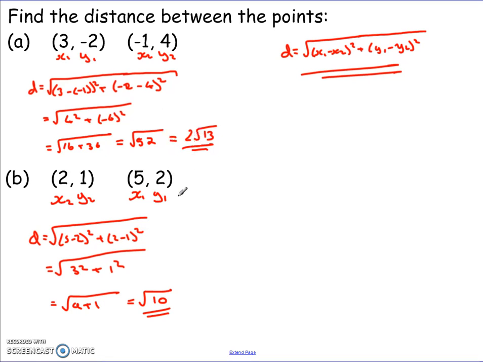Now, if it asked for a decimal answer or to a certain number of significant figures, we could put that in a calculator and take it from there. Otherwise, leaving it as a surd is perfectly acceptable.